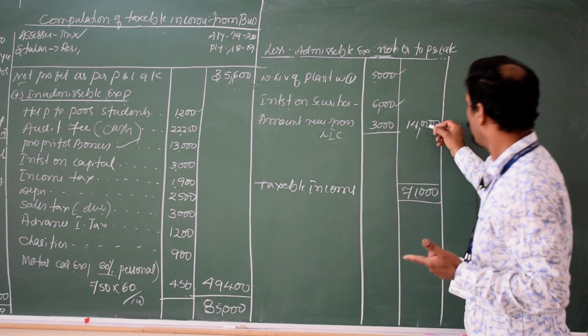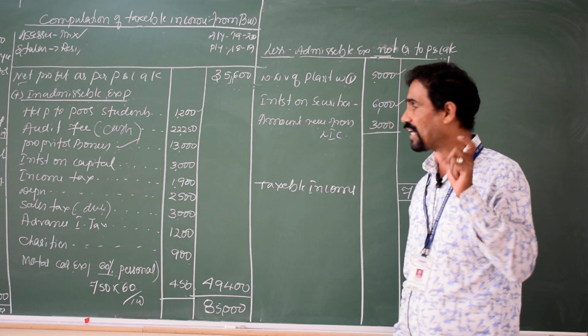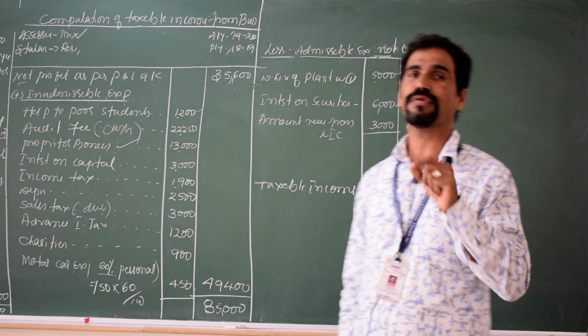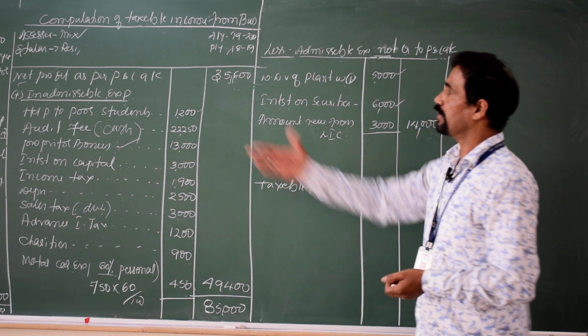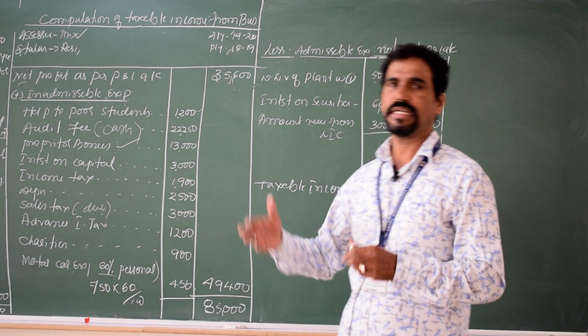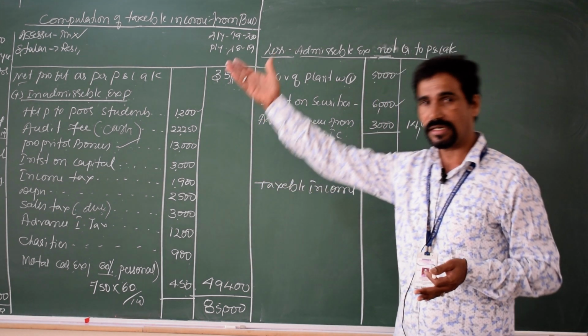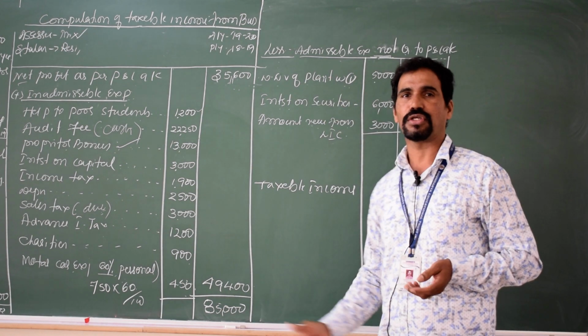85,000 minus 14,000, the remaining part is 71,000. It is the actual taxable income from business. So this part is only income from business. It is a very simple problem, but you should learn the format and you can carry out the answers. So, thank you very much.